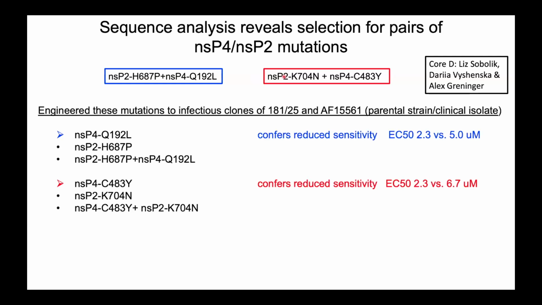Then Peishi engineered all of these mutations into infectious clones of the 181/25 strain or the parental strain, that's the clinical isolate. And what he found was that really it was the NSP4 mutation in each case that conferred reduced sensitivity. And you can see that when we say reduced sensitivity, it's not like it's 50-fold reduced. It's like a 4 or 5-fold reduction.